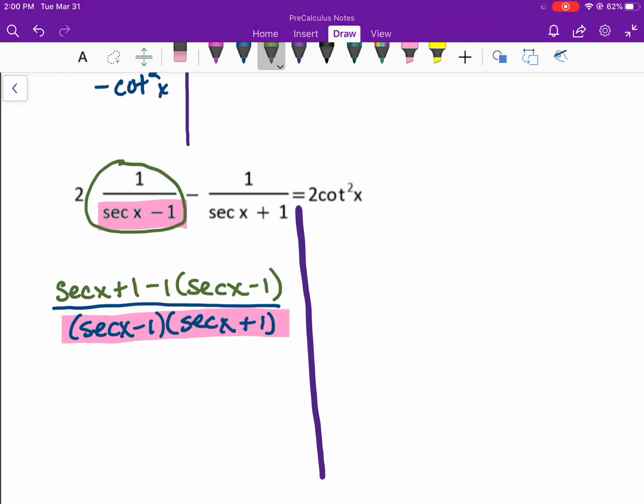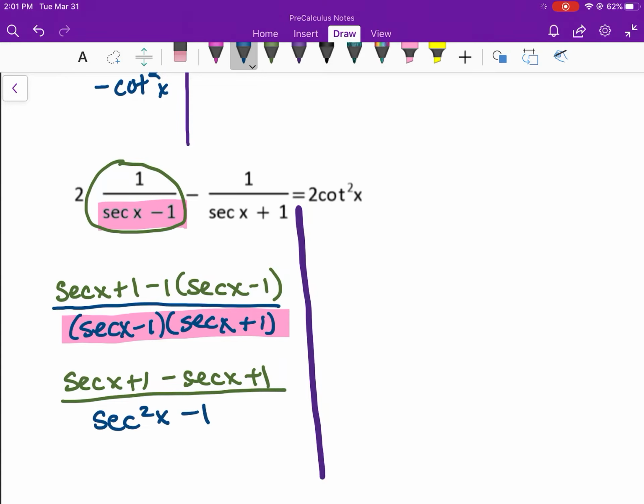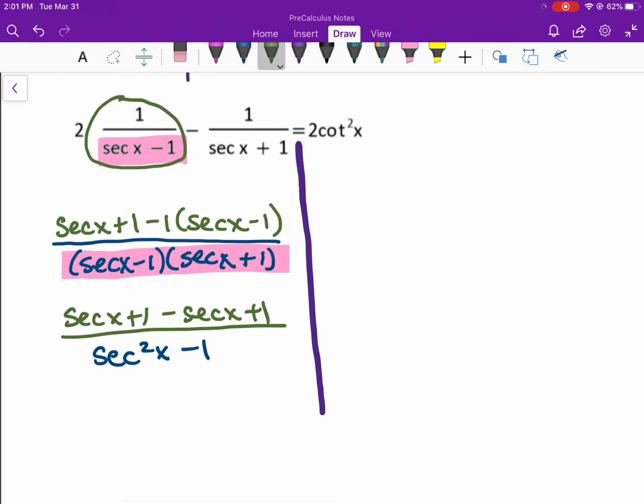Okay, so I'm going to clean that up, and my next step will be secant x plus 1 minus secant x plus 1 over, and then I'm going to distribute or FOIL out the bottom. All right, the secant x's add to 0. Secant x squared minus 1 is tangent squared x.